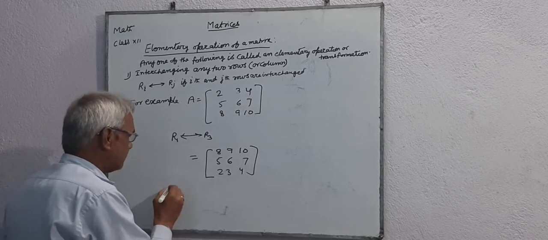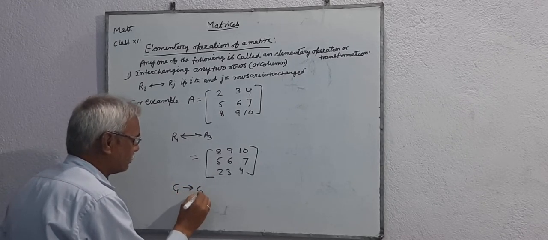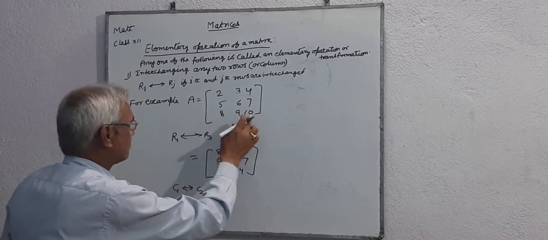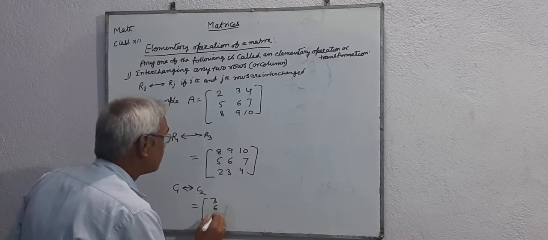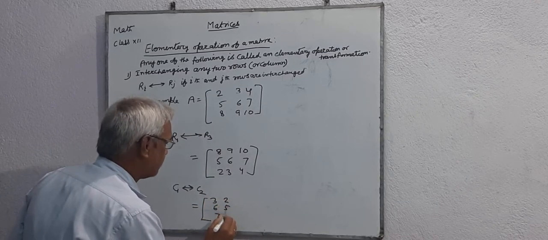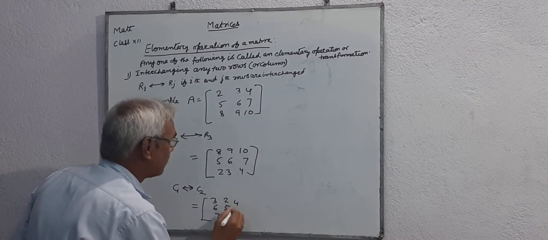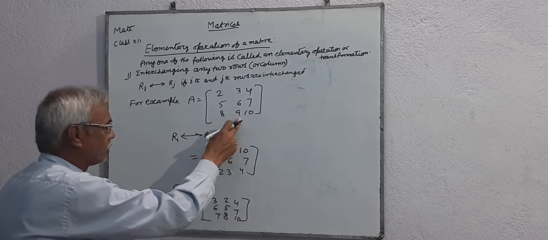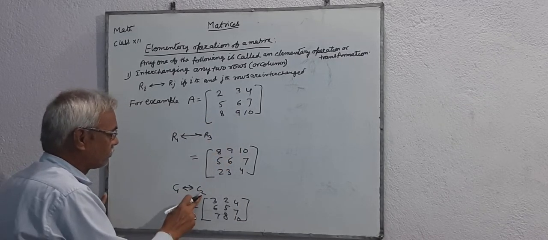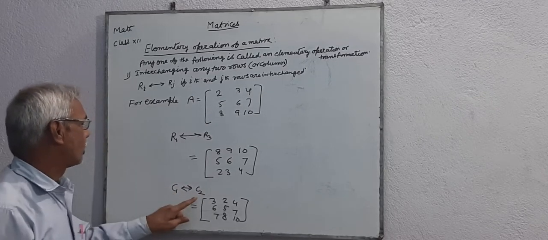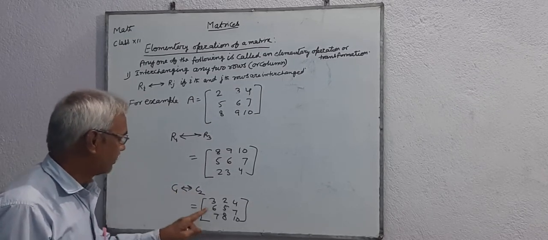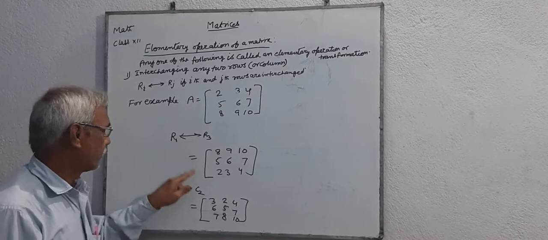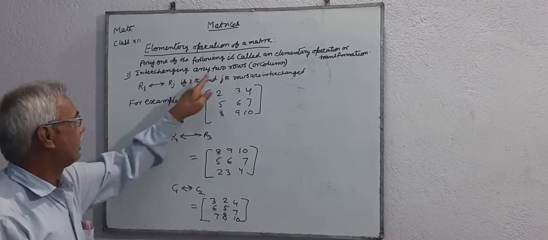Same as in columns, C1 changes to C2 and C2 changes to C1. Then 3, 6, 7, 2, 5, 8, 4, 7, 10. C1 comes to C2 and C2 comes to C1. The second column is written in the first column and the first in the second. Here the first row is written in the third and the third row in the first. This is called interchanging any two rows or columns.